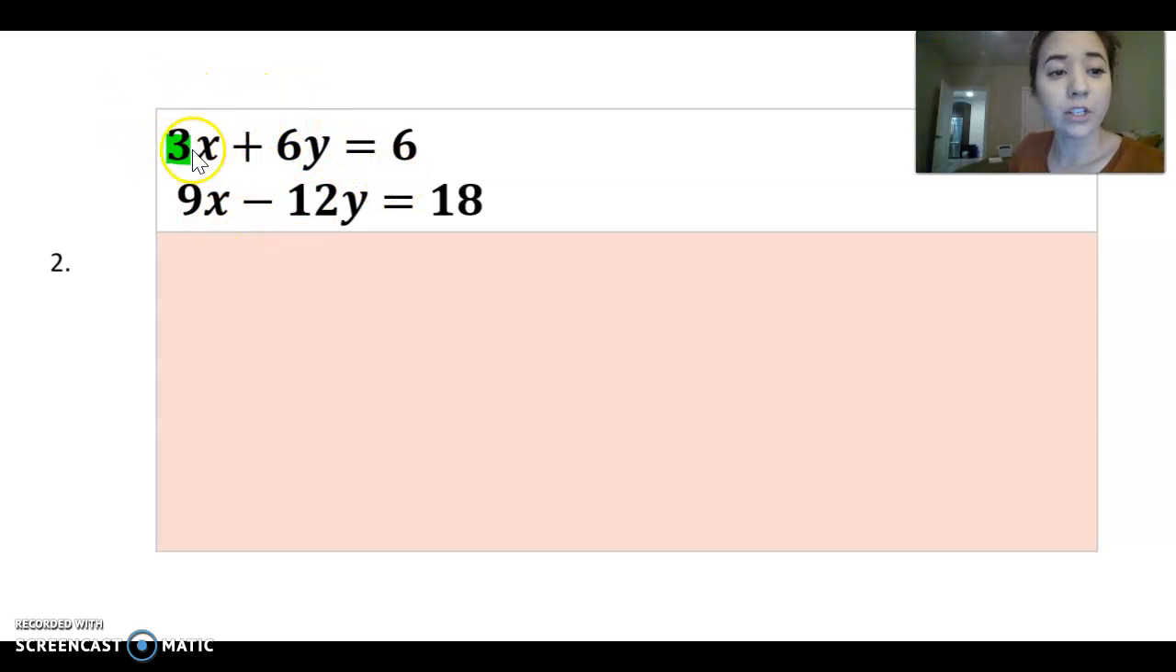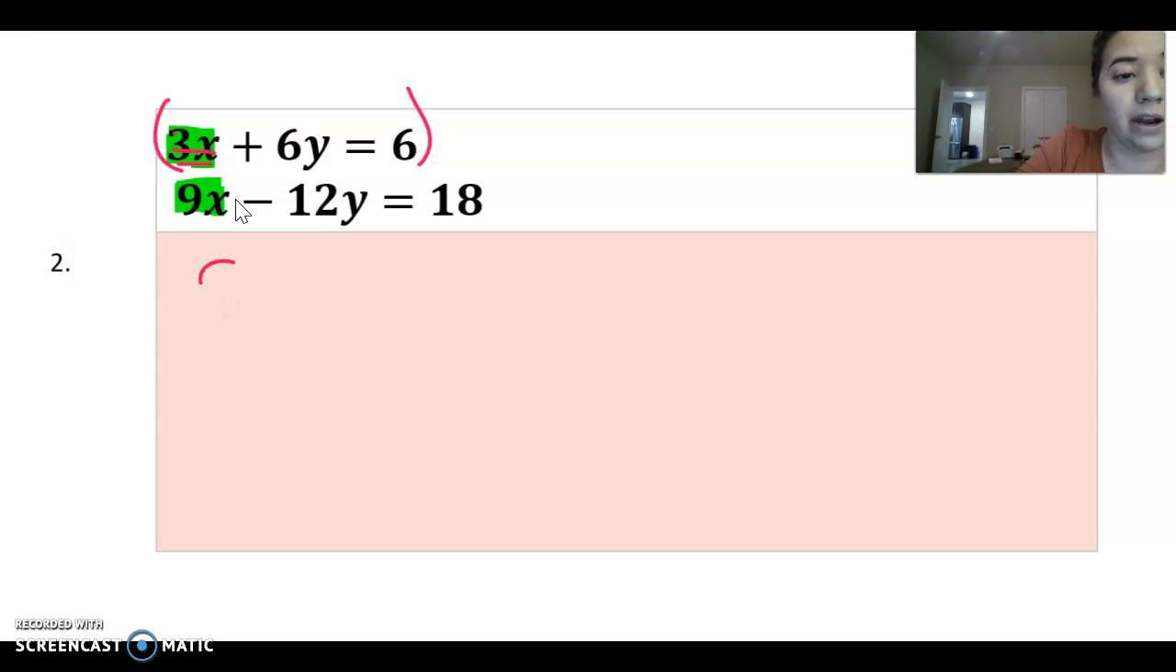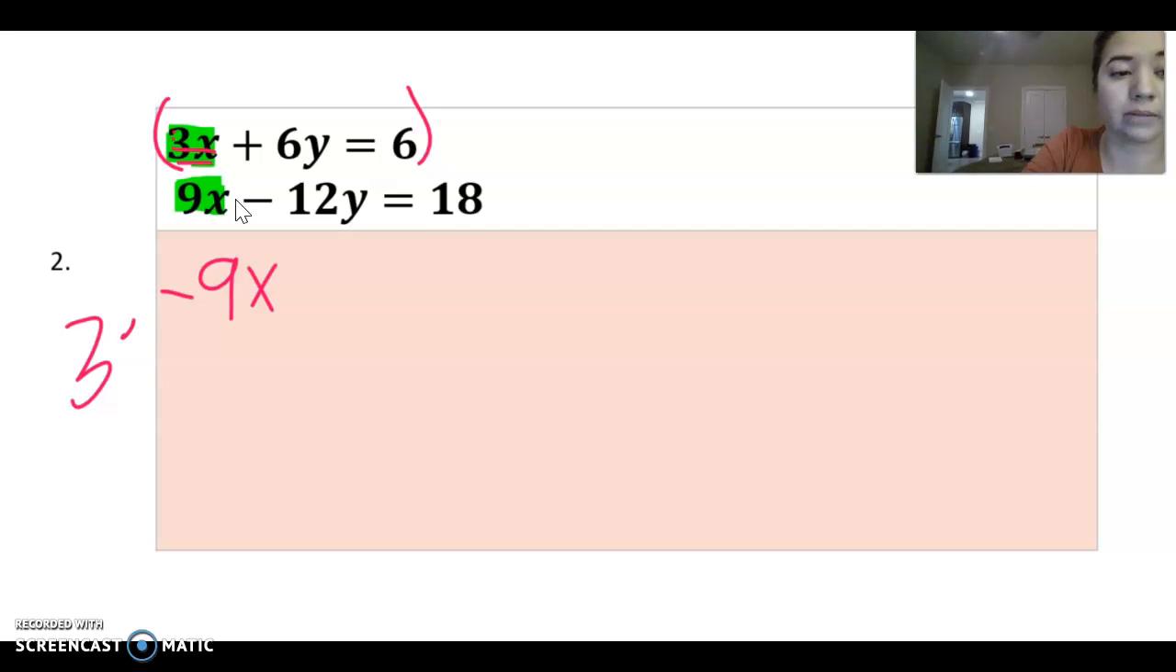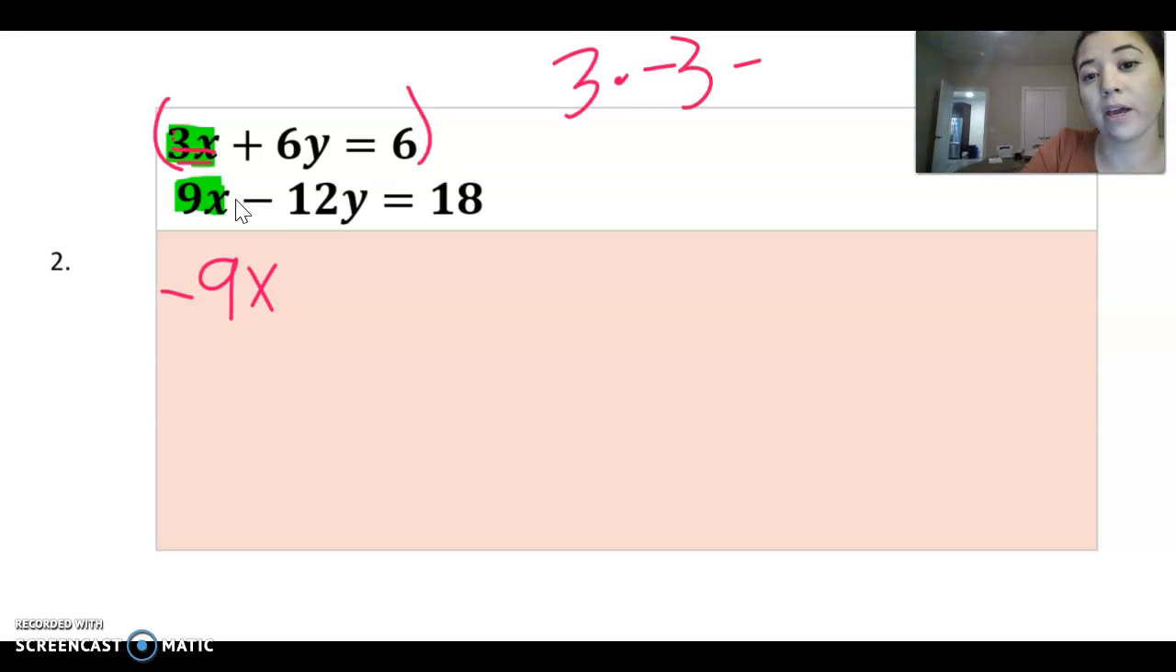So let's say we choose the x's here again. So let's say we want to cancel out those x's. That tells me I'm going to make my 3 become the opposite of a positive 9, which is a negative 9. So again, I need this x to become a negative 9x, so they eliminate. So 3 times what gives me negative 9? 3 times negative 3 would give me that negative 9 that I need to eliminate.